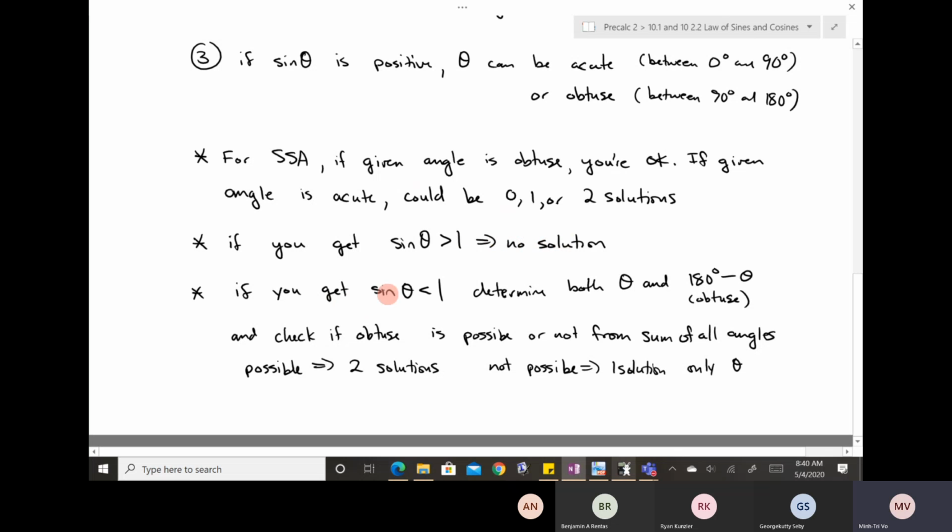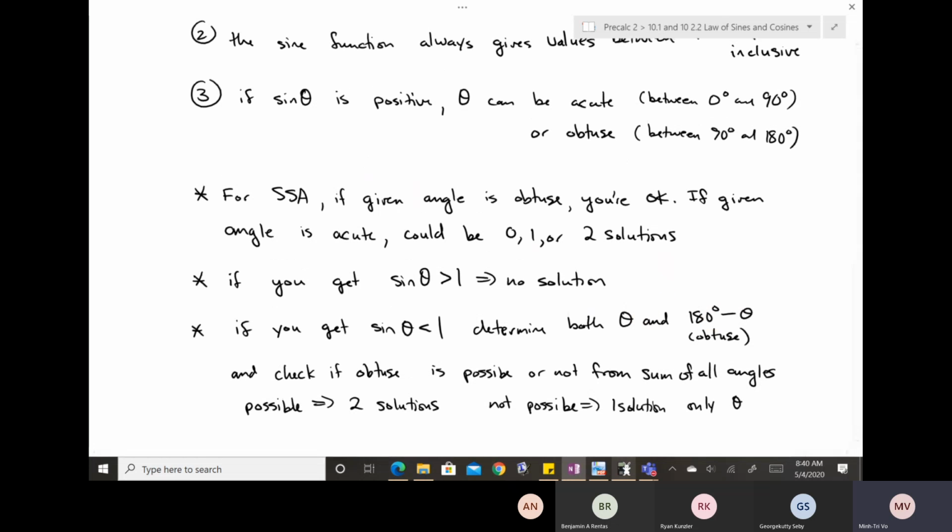And in the situation where the sine value is smaller than 1, what you want to do is determine both theta and 180 minus theta. The reason we do that is because the angle could be between 0 and 90 or between 90 and 180. So you have to check both possibilities.